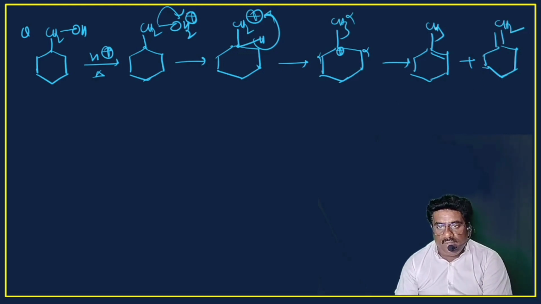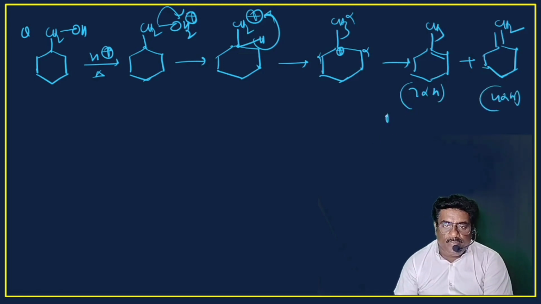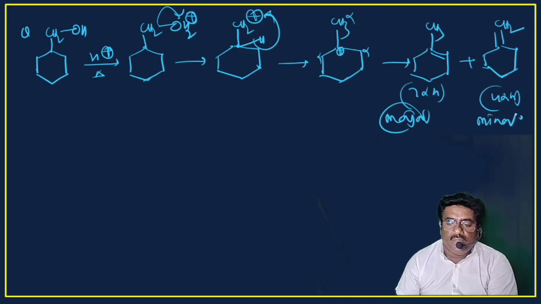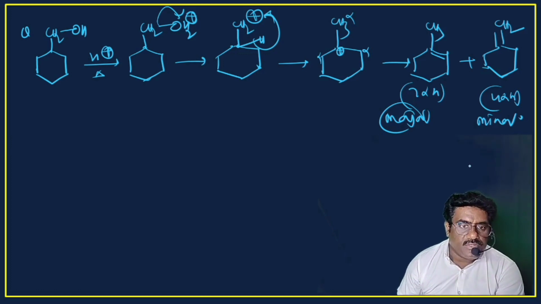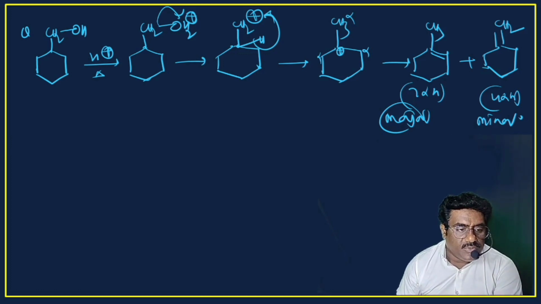So how many alpha hydrogens does it have? 3, 4, 5, 6, 7. So it has 7 alpha hydrogens. The other has 2 plus 2, 4. This is major, this is minor. These are the general methods of preparation of alkene systems. I will look at the next one.